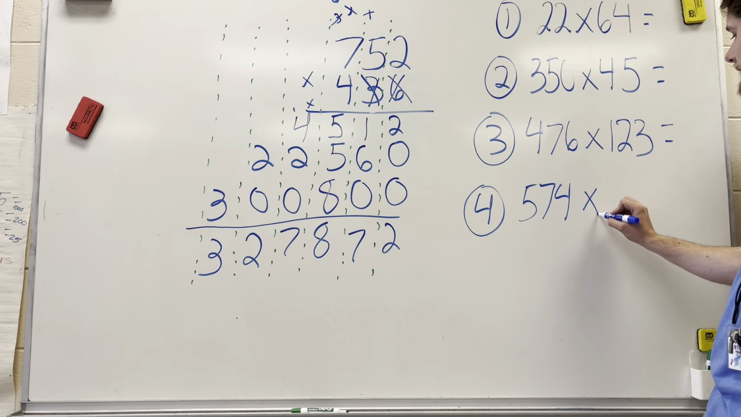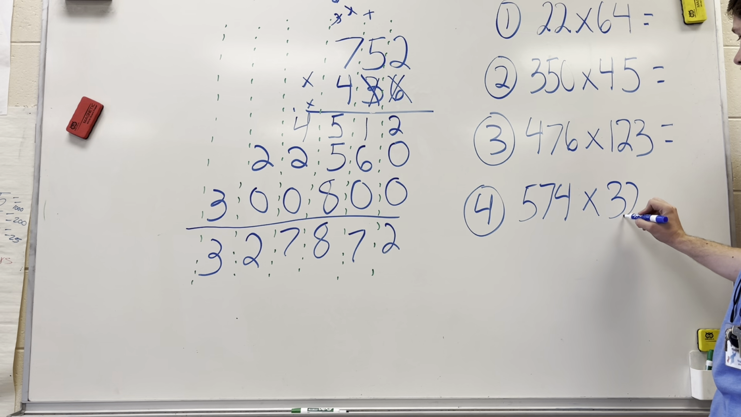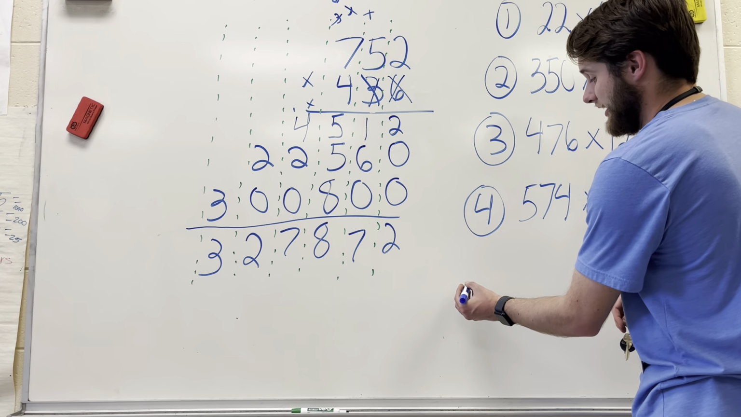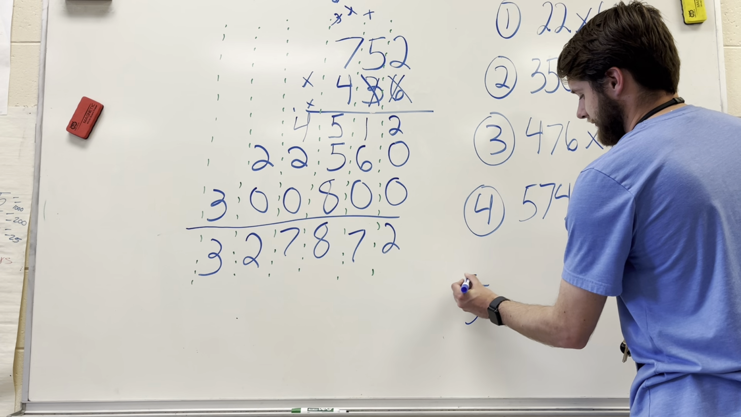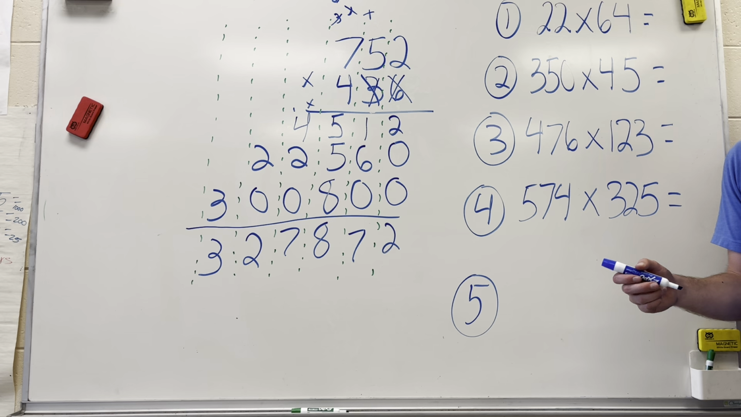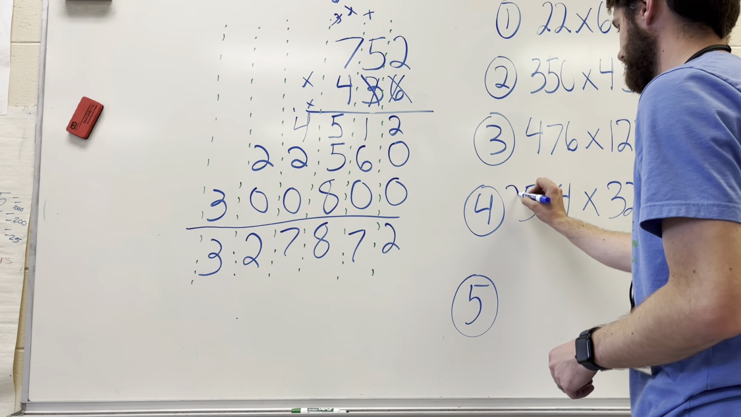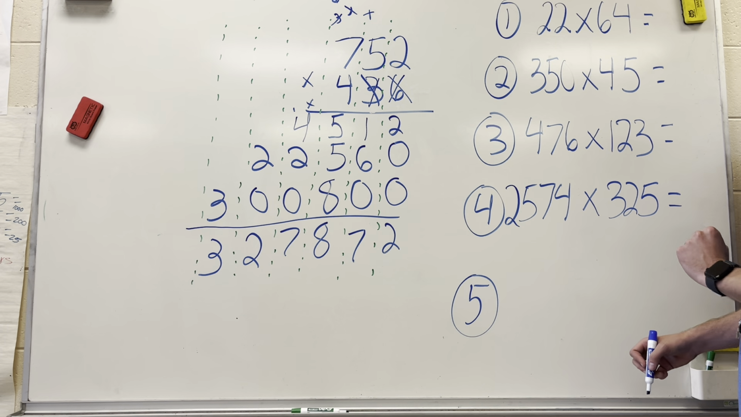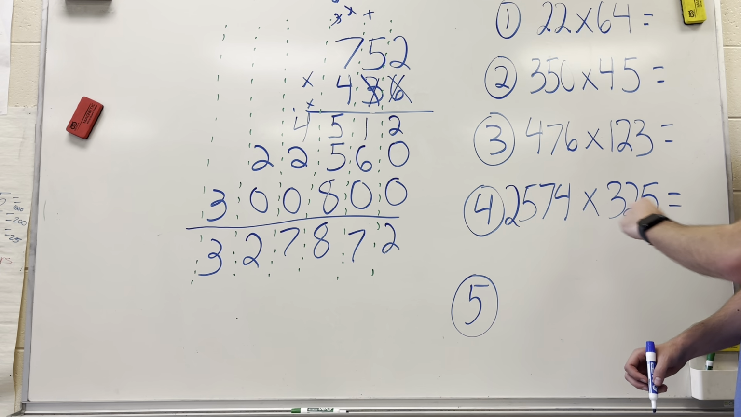574 times 325. And this one's going to be my challenge, my really hard one. Okay, not only is it going to be a 4x3, okay, but it's going to be a really hard 4x3. Oh, I just realized. Let me add one more number to this. Let's make this 2,574 times 325. That way, a nice or a little bit easier 4x3.